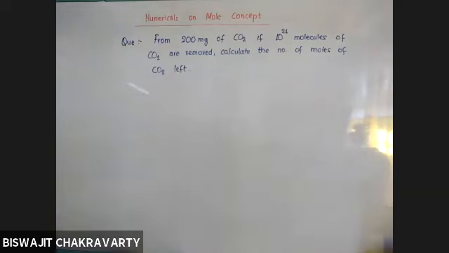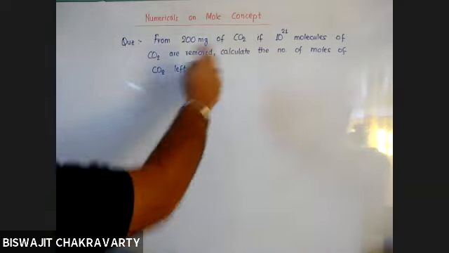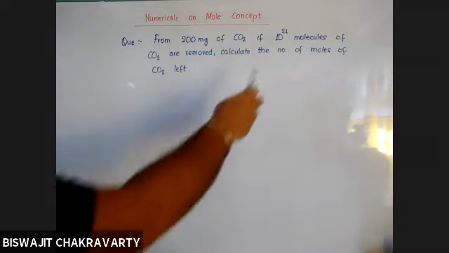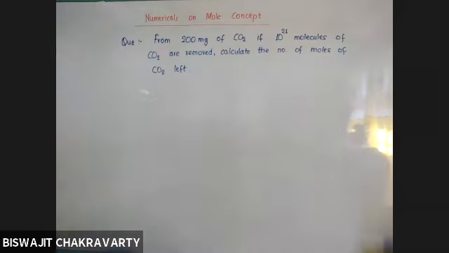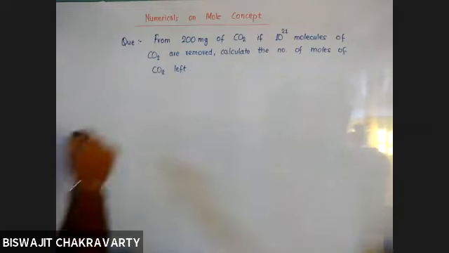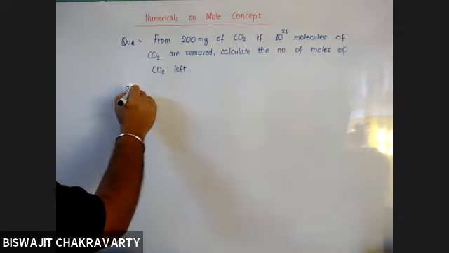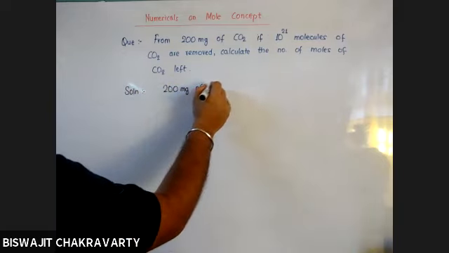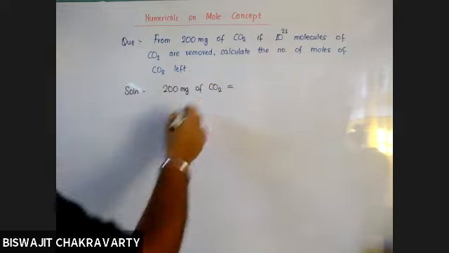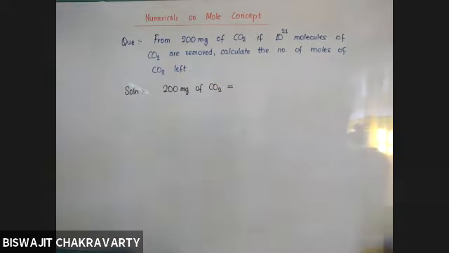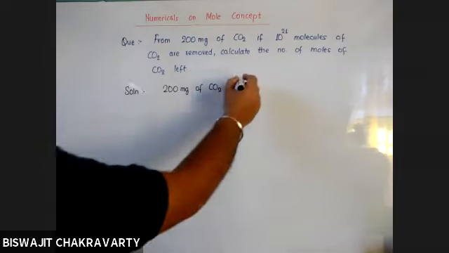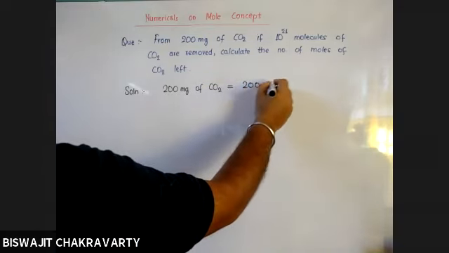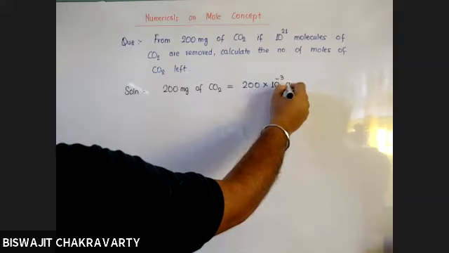So at first, we need to convert 200 milligram of carbon dioxide to number of moles. Then I'll be converting 10 to the power 21 molecules of carbon dioxide also to moles. And then we will have to find out the difference between the two. So how much is 200 milligram of CO2? Should I directly convert into moles, or I'll have to make some change here? So it should be converted to gram. Very good. So 200 into 10 to the power minus 3 grams of CO2.